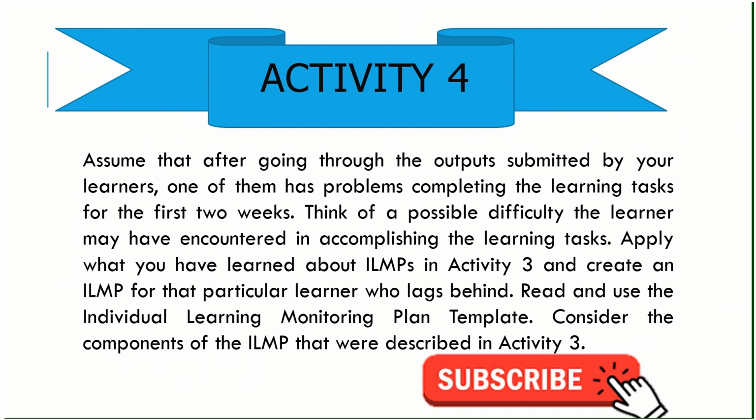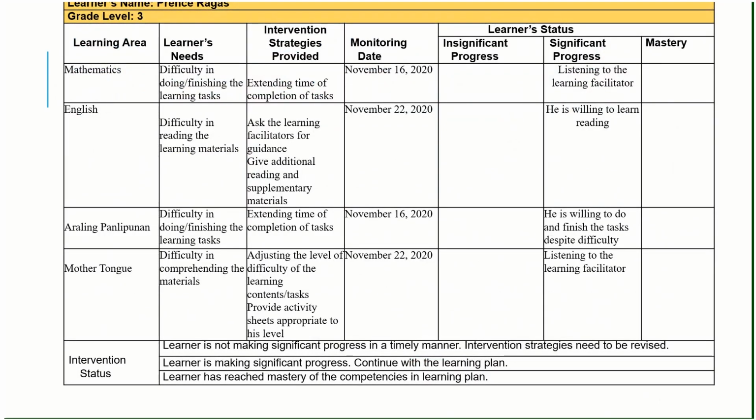For the activity 4, assume that after going through the output submitted by your learners, one of them has problems completing the learning task for the first 2 weeks. Think of a possible difficulty the learner may encounter in accomplishing the learning task. Apply what you have learned about ILMPs in Activity 3 and create an ILMP for that particular learner who lags behind. Read and use the Individual Learning Monitoring Plan template. Consider the components of the ILMP that were described in Activity 3. So this is the example of my ILMP.